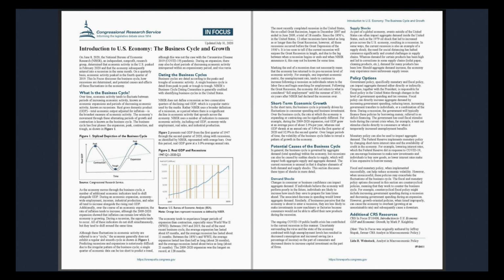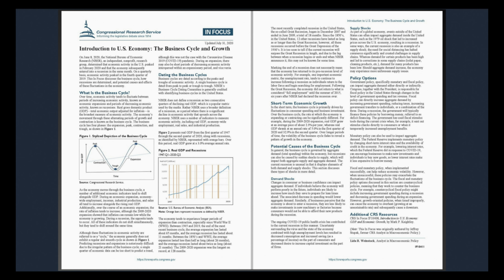Monetary policy can also be used to impact aggregate demand. The Federal Reserve implements monetary policy by changing short-term interest rates and the availability of credit in the economy. For example, lowering interest rates, which the Federal Reserve did in response to COVID-19, can encourage businesses to make new investments and individuals to buy new goods, as lower interest rates make it less expensive to borrow money. Fiscal and monetary policy, when implemented successfully, can help reduce economic volatility. However, when unsuccessful, these policies may exacerbate the fluctuations of the business cycle.